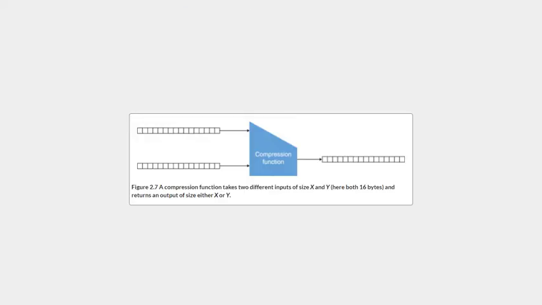It all starts with a special function called a compression function. A compression function takes 2 inputs of some size and produces one output of the size of one of the inputs. Put simply, it takes some data and returns less data. Figure 2.7 illustrates this.